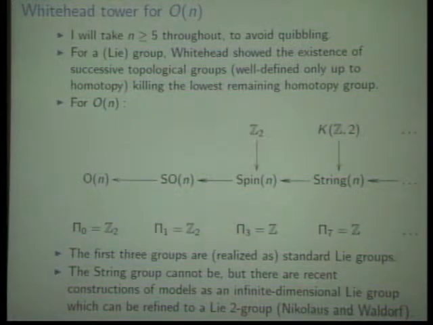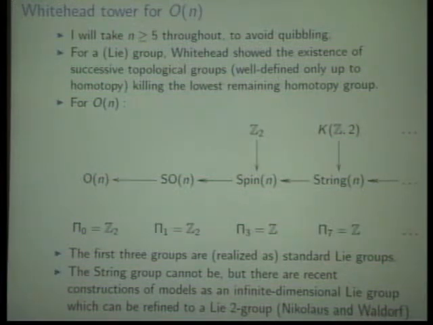Okay, so for O(N), the Whitehead tower is a sequence of groups. Now, in general, Whitehead showed that there is a sequence of topological groups which kills successive lowest homotopy groups in the manifold. So here O(N) itself is not connected, and so the first step, of course, is quite simple, but I put it in because this is actually very important. This is, as you'll see, the step of orientation. So you can kill pi 0 by looking at SO(N), the connected component of the identity.